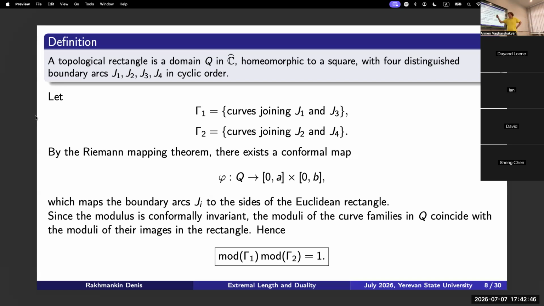So yes, if I have a Riemann mapping, I have a conformal map, but the tricky moment for me was about the boundary arcs. If I have it for free, that's perfect. Because of the conformal invariance of modulus, we have a duality for all simply connected families.